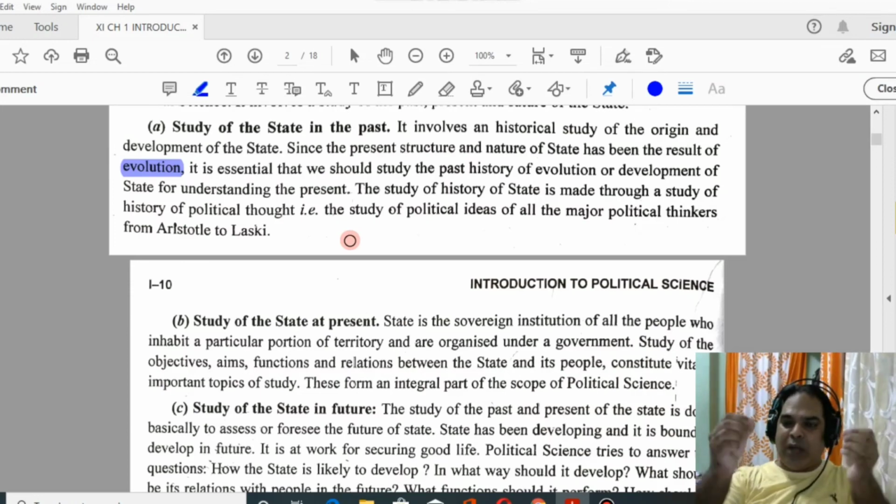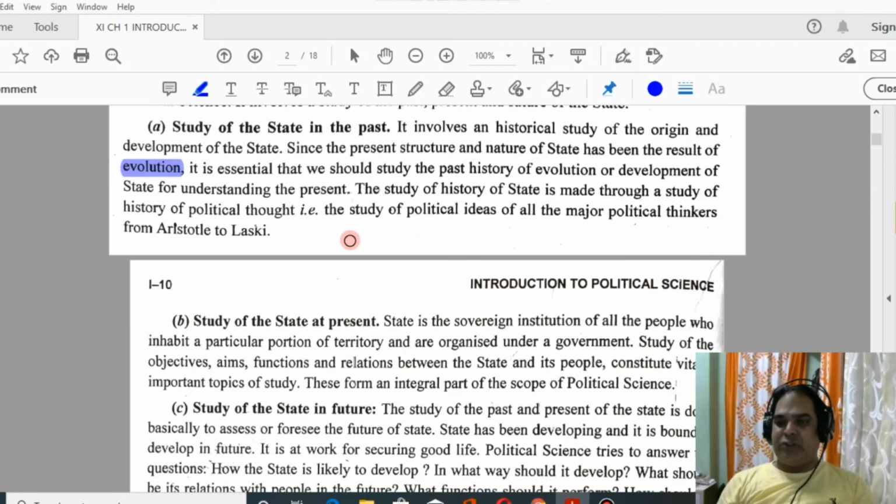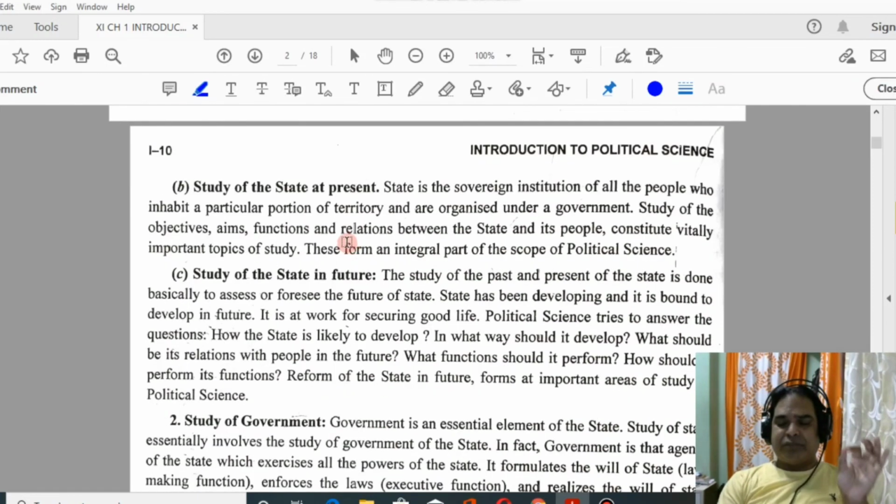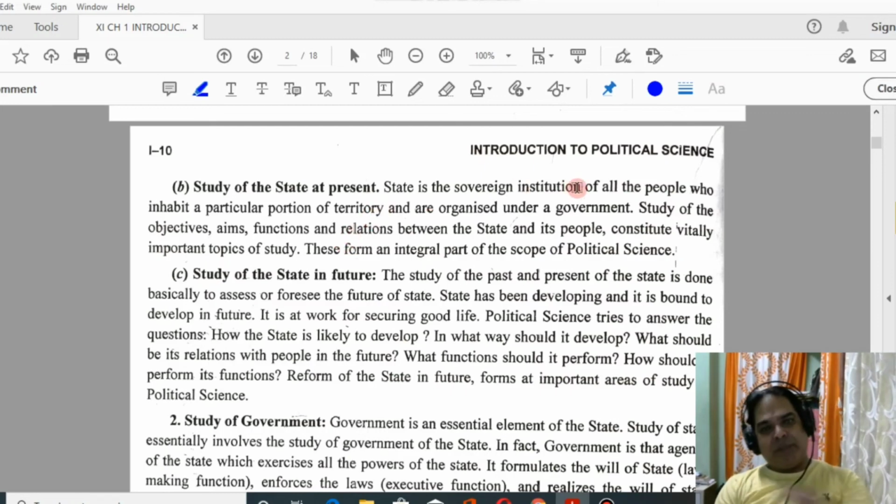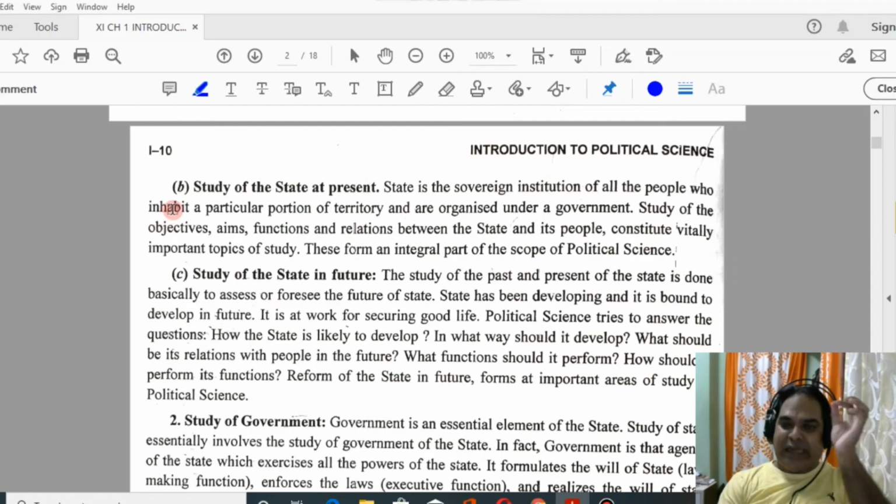So in order to understand the present evolution of the state, my dear, we need to focus on the past, how the state was in the past. In order to study the future, we need to study the present. The state is a sovereign institution of all people who inhabit, that means whoever lives in the state, the inhabitants, a particular portion of territory and organized government. A small definition is given here about the state.